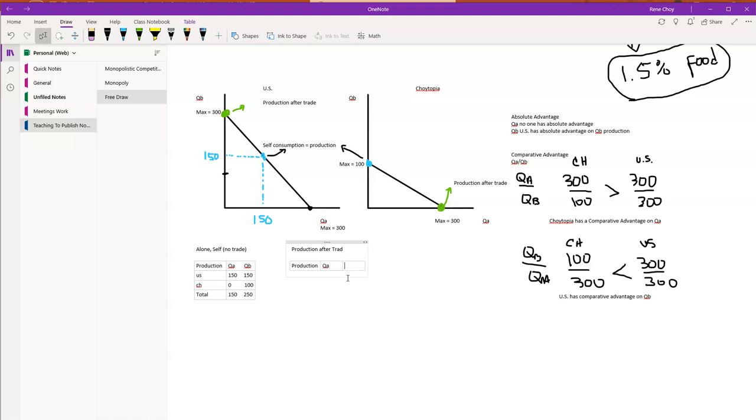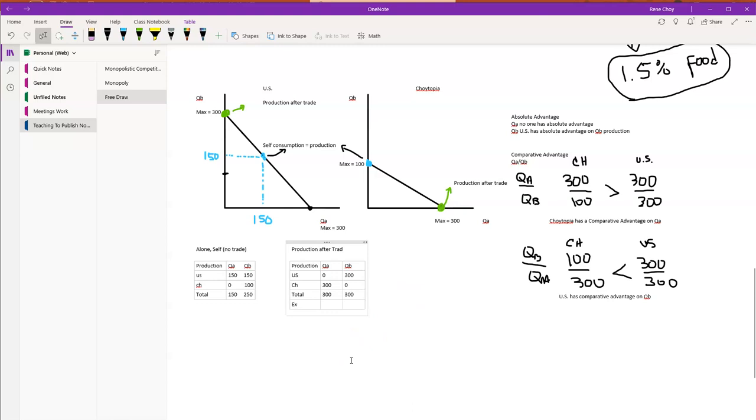Okay, we got QA, we got QB. Now notice that because of specialization, the US is only going to make QB. So they're going to produce 0 QA, and then 300 QB. Notice that Choitopia, because of specialization, is going to be producing 300 QA, but 0 QB. Now notice how there is a potential here. Because if you look at the total production in the world, there's now 300 QA, 300 QB.